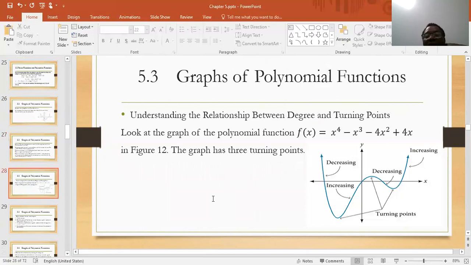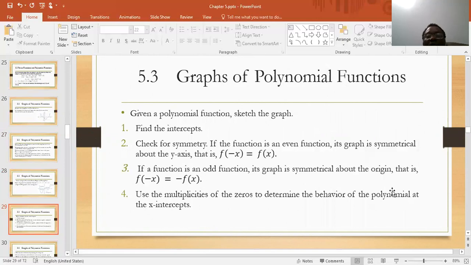Let's try to understand the relationship between the degree of a polynomial function and the turning points. Let's look at the graph of the polynomial x^4 minus x^3 minus 4x squared plus 4x. The graph has 3 turning points. It changes course from decreasing to increasing, here from increasing to decreasing, and here from decreasing to increasing. So we have 3 turning points here.